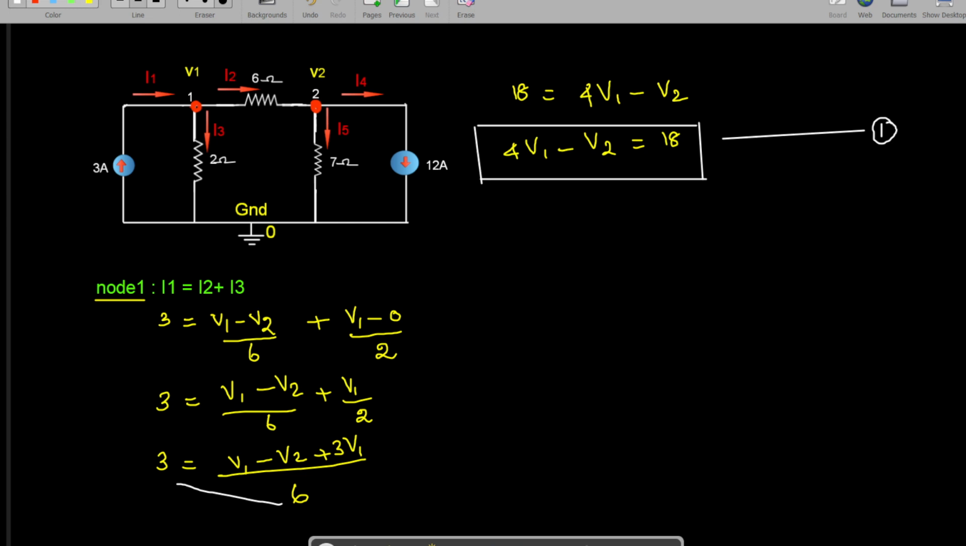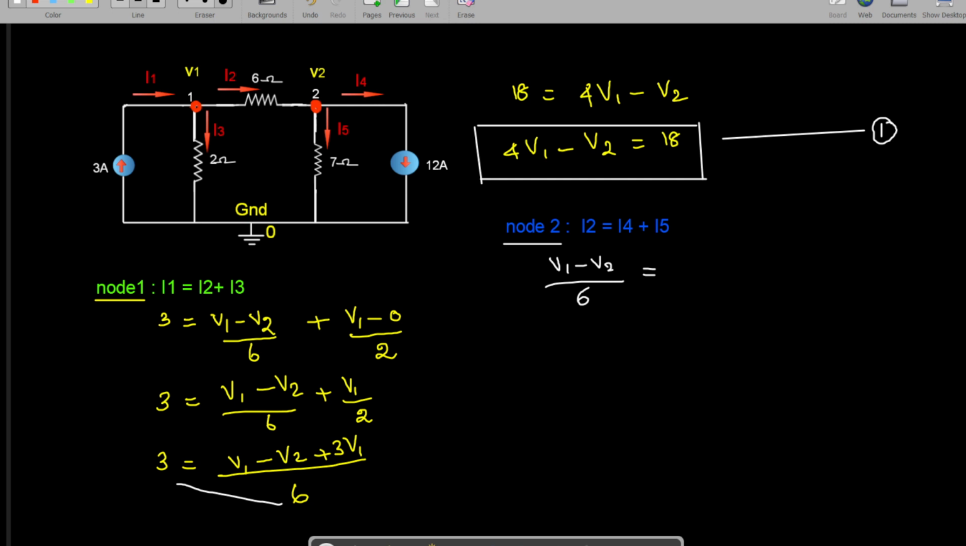Now we go for second node. At node 2, current I2 is incoming and I4 and I5 are outgoing. So we have this equation already. Now we are going to substitute the current values. I2 current is not known, but we can write it by our formula. So I2 is equal to the potential at first node, V1 minus V2, divided by the resistance 6 ohms. That is equal to I4.